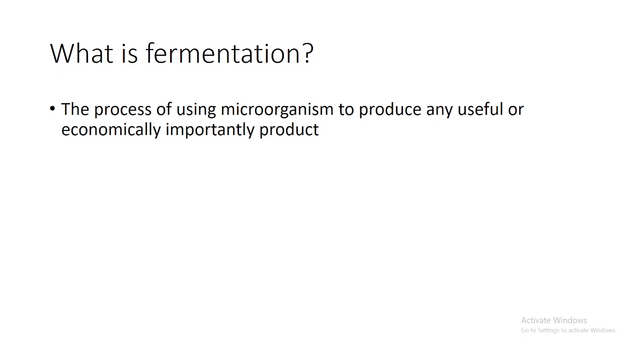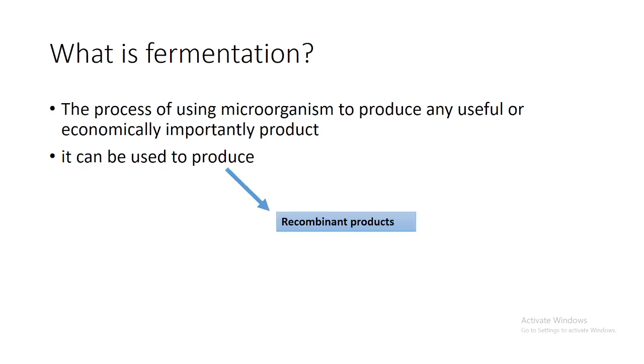So where all can fermentation be used? It can be used to produce recombinant products. For recombinant products, you'll be having a vector, and you'll be introducing a gene of interest. For example, into a vector, you can introduce a gene for insulin. Then this recombinant vector can be introduced into the bacteria. It is transformed into the bacteria, allowed to grow, and insulin is produced. So these are recombinant products. Some examples are insulin, recombinant vaccines, growth hormone, interleukins, etc.